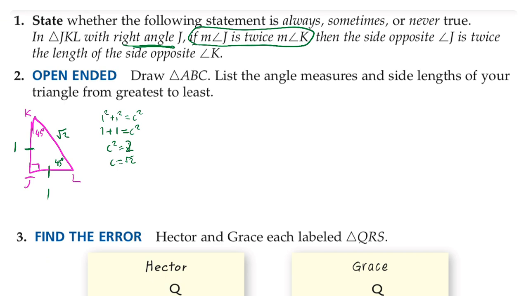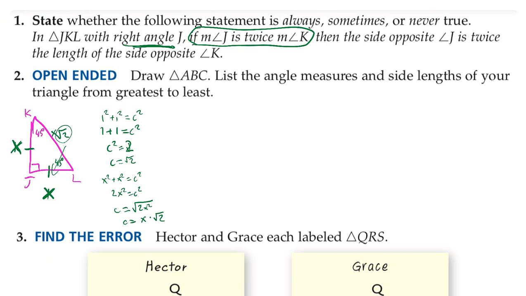And actually, if we just put any variable here, x, and solve for it, we go, okay, x squared plus x squared equals c squared. That's 2x squared equals c squared. So we square root both sides, and we get c equals the square root of 2x squared, which maybe you aren't good at simplifying square roots, but the end result here is we get x times root 2. So actually, this is always root 2 times this side. So no, it is never twice as much.